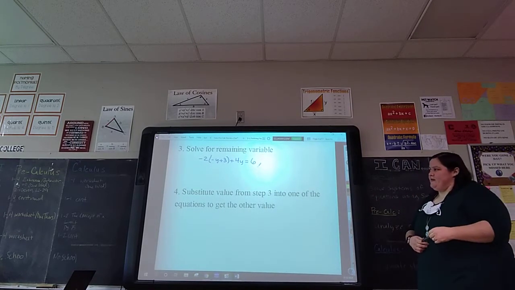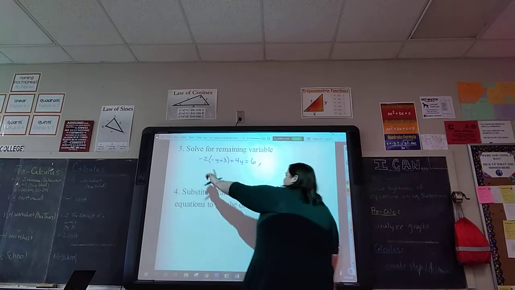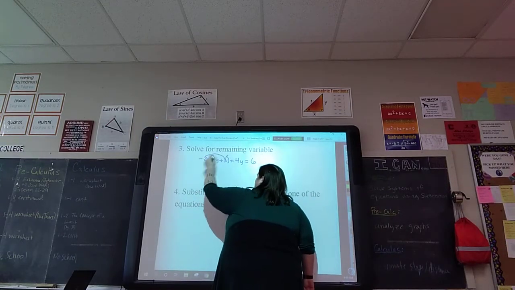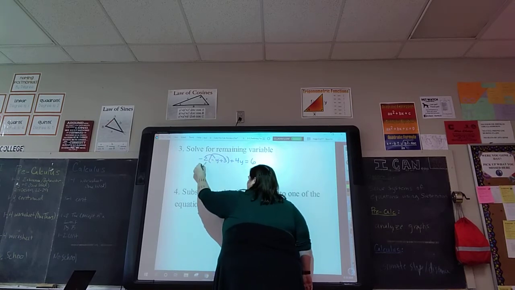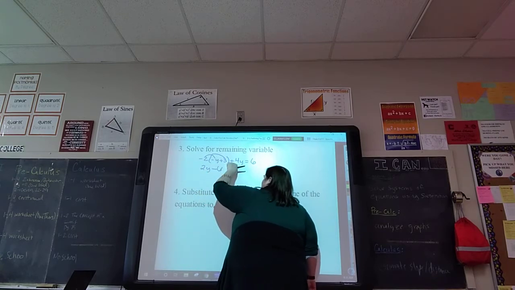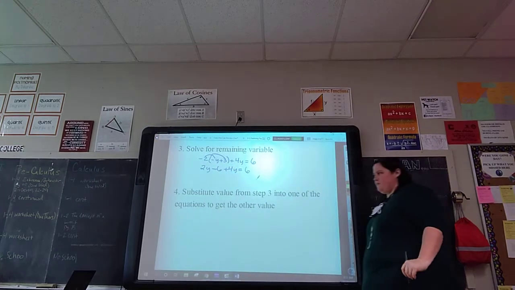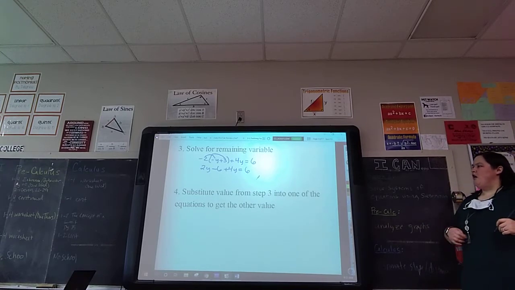So solve for y, what do we need to do first? Yep, we're going to distribute. Make sure you distribute that negative 2 with it. So we got negative 2 times the negative y is going to be a positive 2y. Negative 2 times 3 is a negative 6. And then again, we still have the rest of the equation, plus 4y equals 6. On the left-hand side, we have a couple y's. So the next thing I'm going to do is combine those.